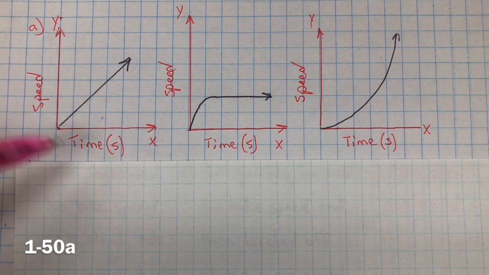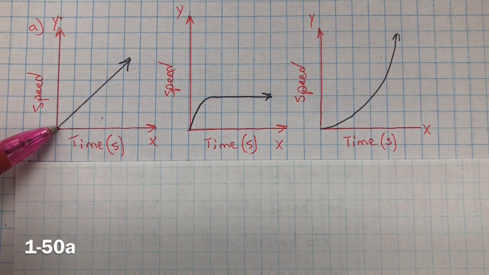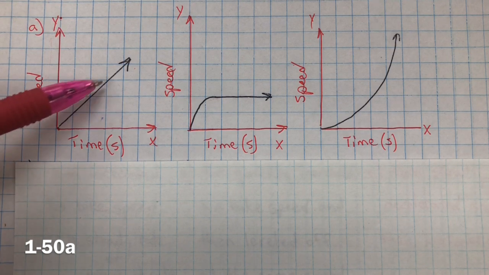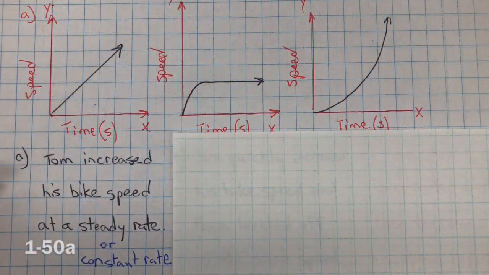So we have speed and time, and you can see that this is a constant rate of change. It also starts at the origin, 0, 0. So we know that this is proportional because it has a constant rate of change and it starts at the origin. So Tom increased his bike speed at a steady rate, or constant rate.